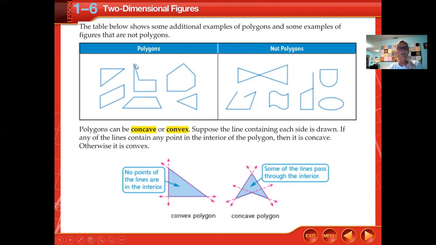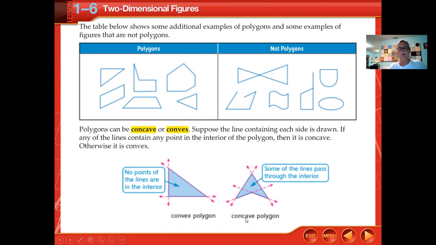Even this one right here, which is concave. Normally, we don't even refer to a polygon as convex, but if it's concave, we like to point it out. And concave, it's kind of like it caves in on itself. It's one way to look at it.